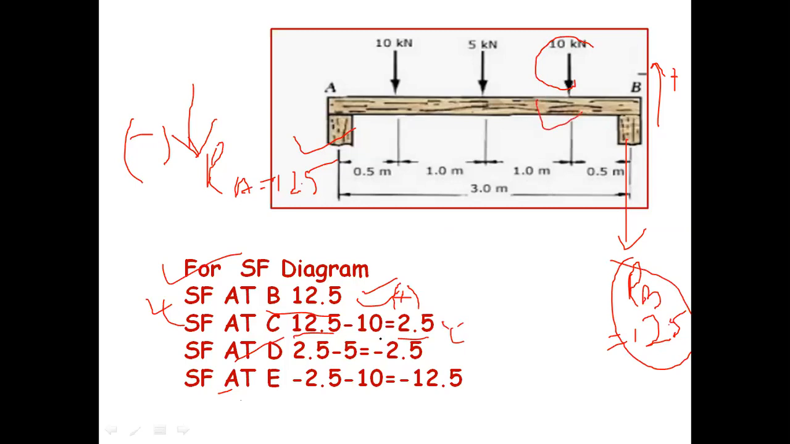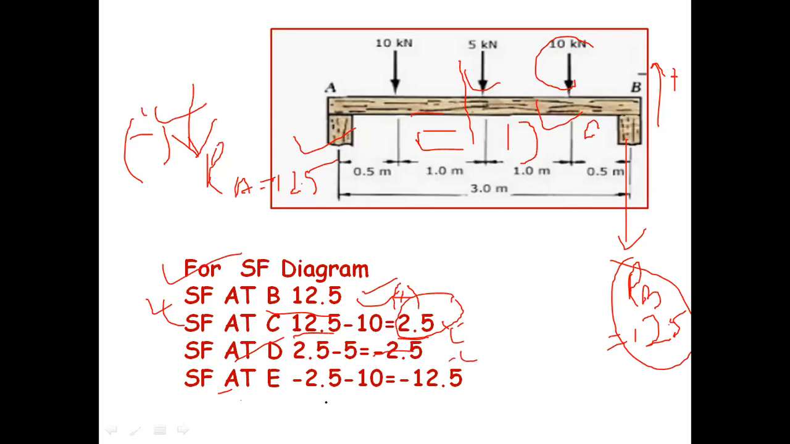Again SF at D is equal to how much? If we take C here, we can take D here, and we can take E here. So at D, we have already found the SF at C is equal to 2.5. Then D is equal to 2.5 minus 5 kilonewton downward. So minus, we have taken downward directions as negative. So simple calculation: minus 2.5.